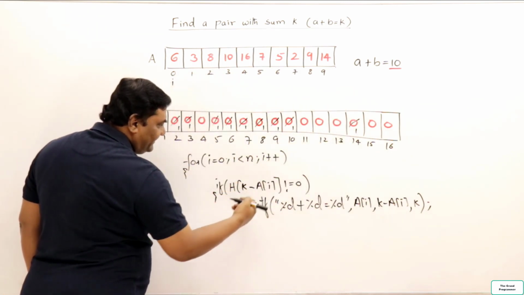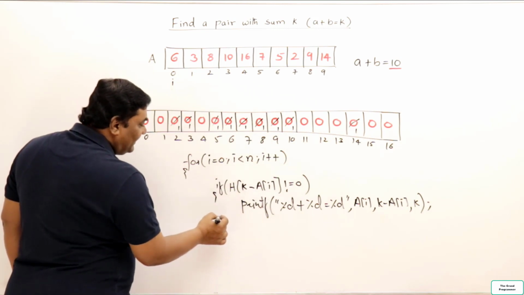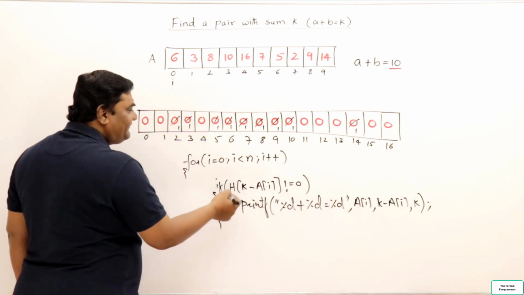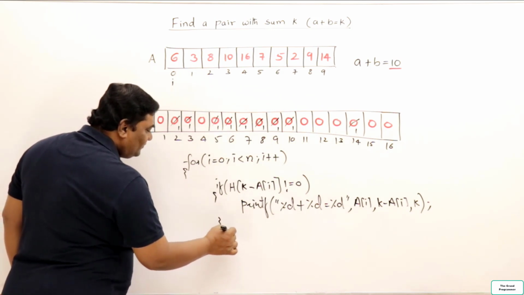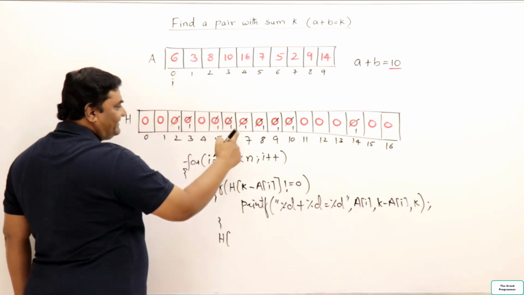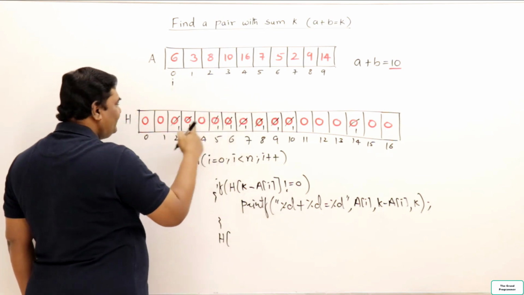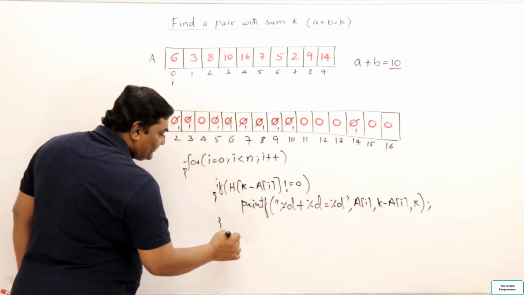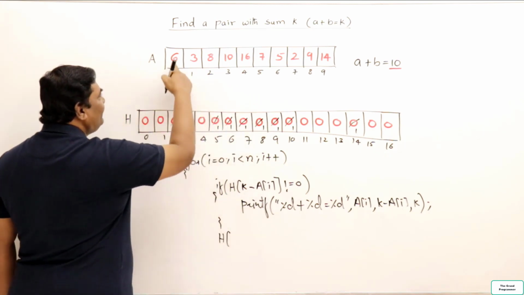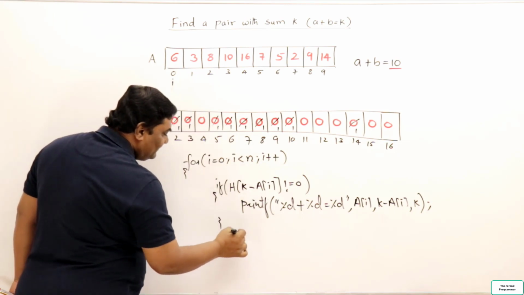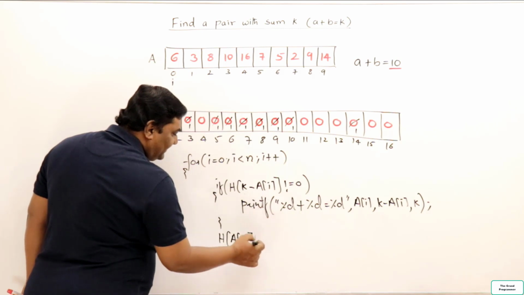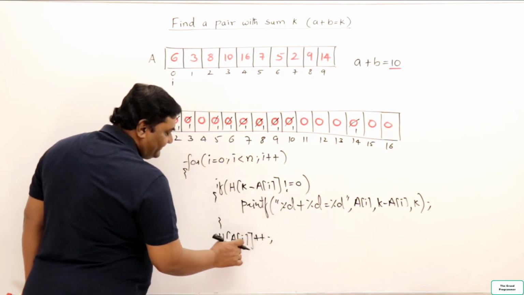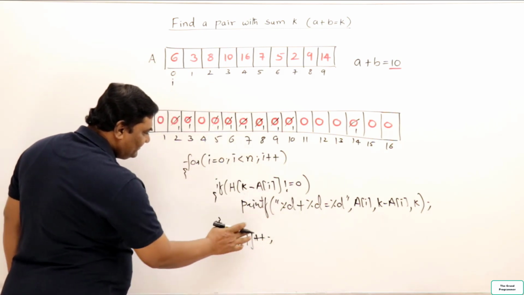If this is not equal to 0, after checking this, if it is found, then we will use this. Afterwards, definitely we have to make this element, that is 6, as 1. I will increment it. So that is h of 6 as 1. So h of 6, what is 6? A of i. So for that, I will simply say plus plus. So this will increment. So that's all.